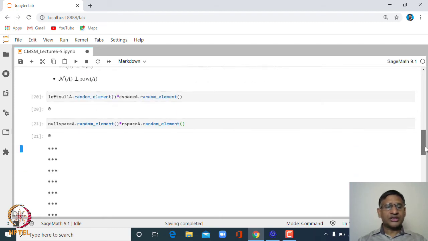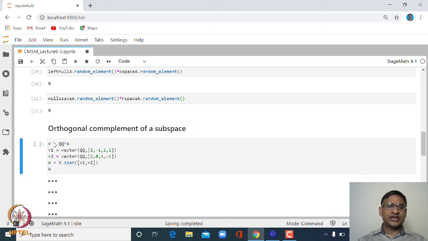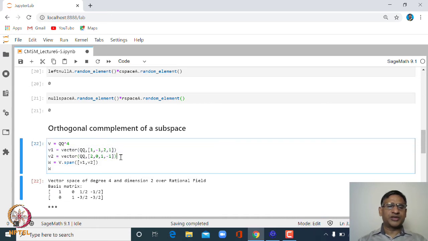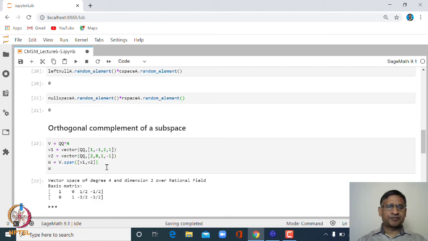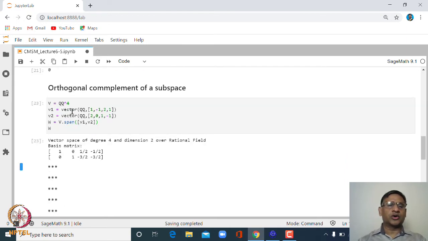Now in general, suppose you have a subspace, let us say W, spanned by these two vectors V1 and V2 in Q4. So W is a subspace of V spanned by these two vectors V1 and V2. Now we want to find out what should be an orthogonal complement of this subspace. When you say W, it also gives you a basis. So you can find a basis of this. Of course, these two in this case are linearly independent, so this itself will form a basis.